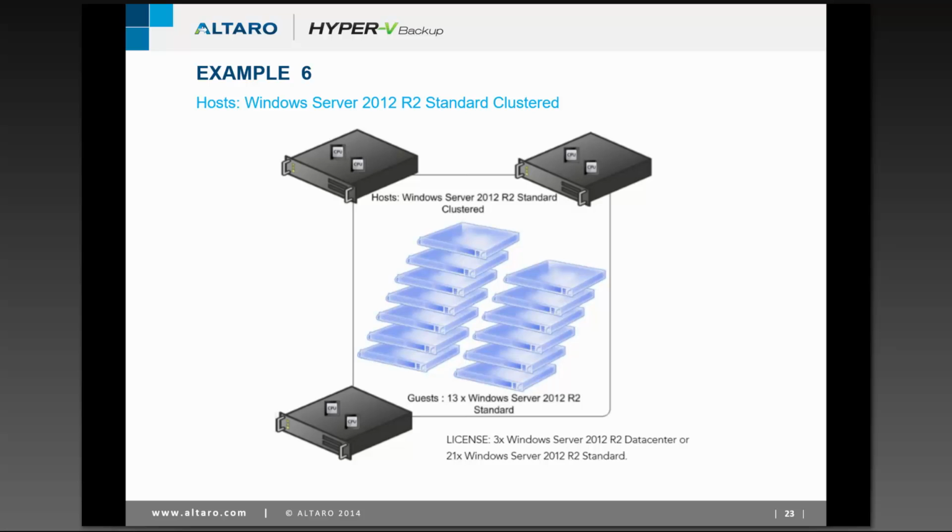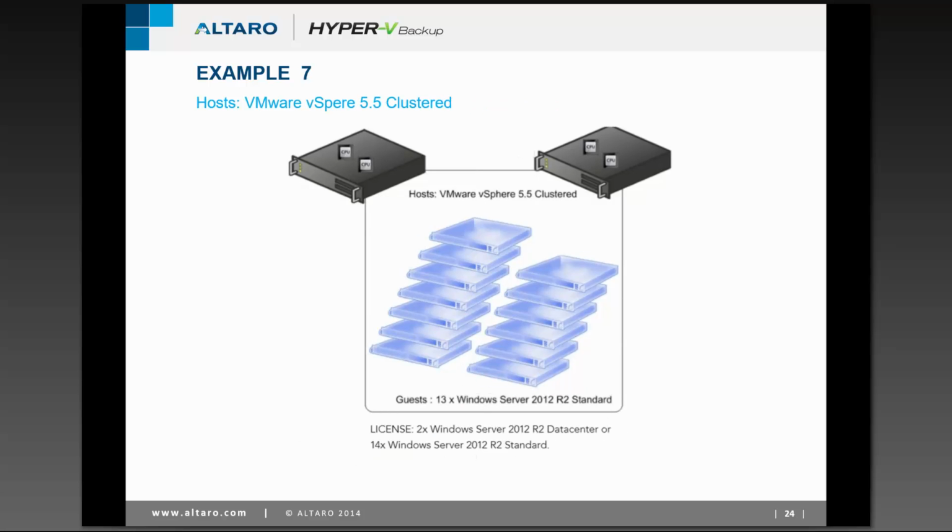And of course the same thing applies if I add a third host. Even this third host could run all the virtual machines. So this would mean I need 21 Windows Server 2012 R2 standard licenses or 3 data center licenses to run that scenario correctly, because all the virtual machines could run on one physical box. In this scenario, this is 13. This could also be 14, of course, because you have this spare license left in this scenario.